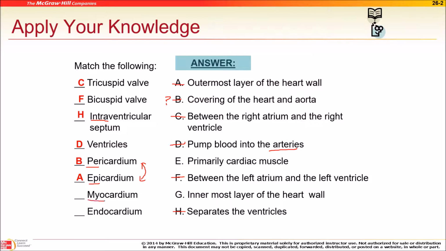Myo is muscle. Very good, so match it up with that one. And then lastly, endo is the innermost. This is where those lists of prefixes, suffixes, and word roots will help you out, because if you know what those roots were, it'll help you quite a bit. Epi above, peri around.